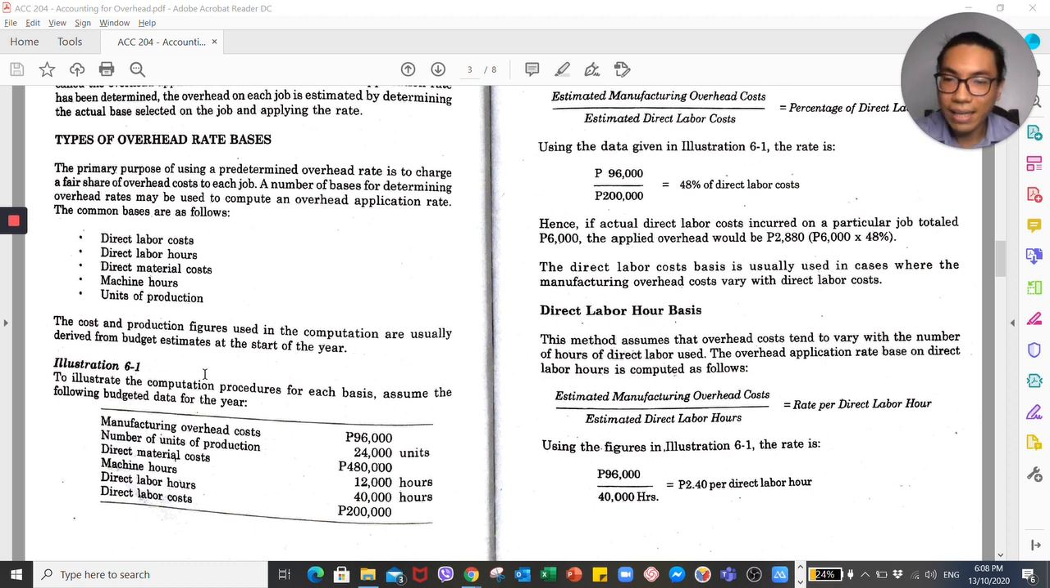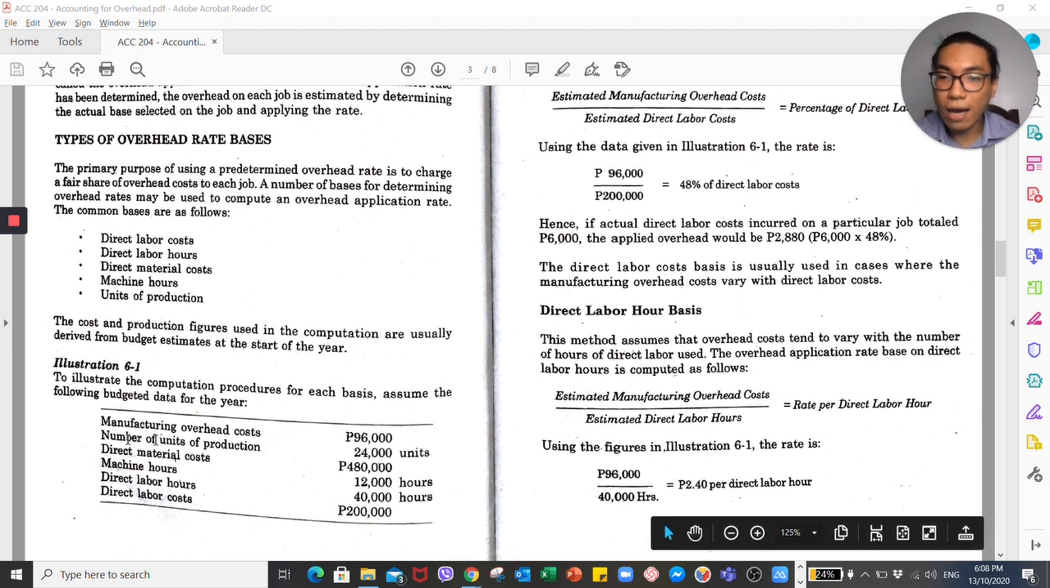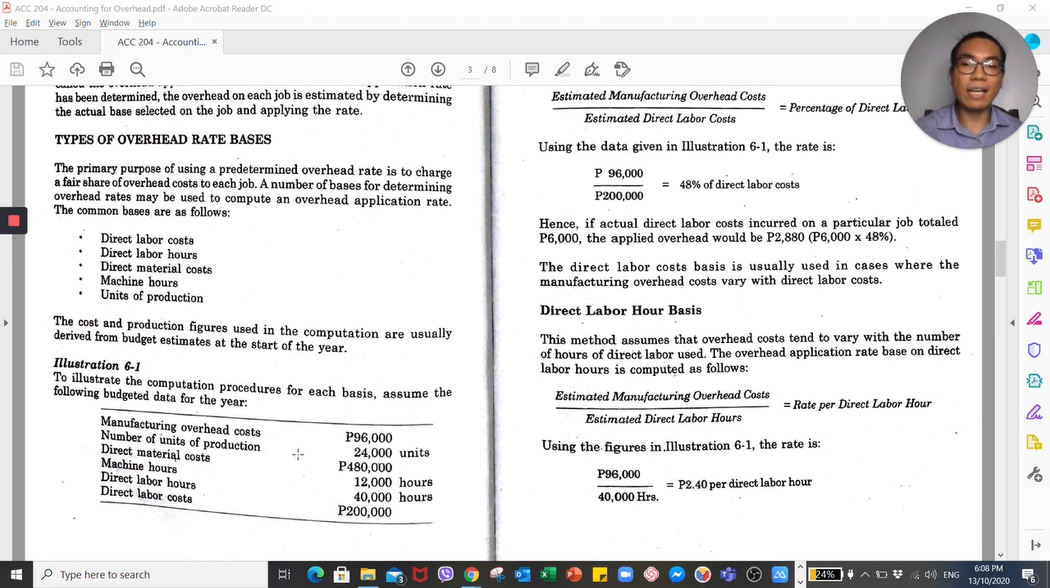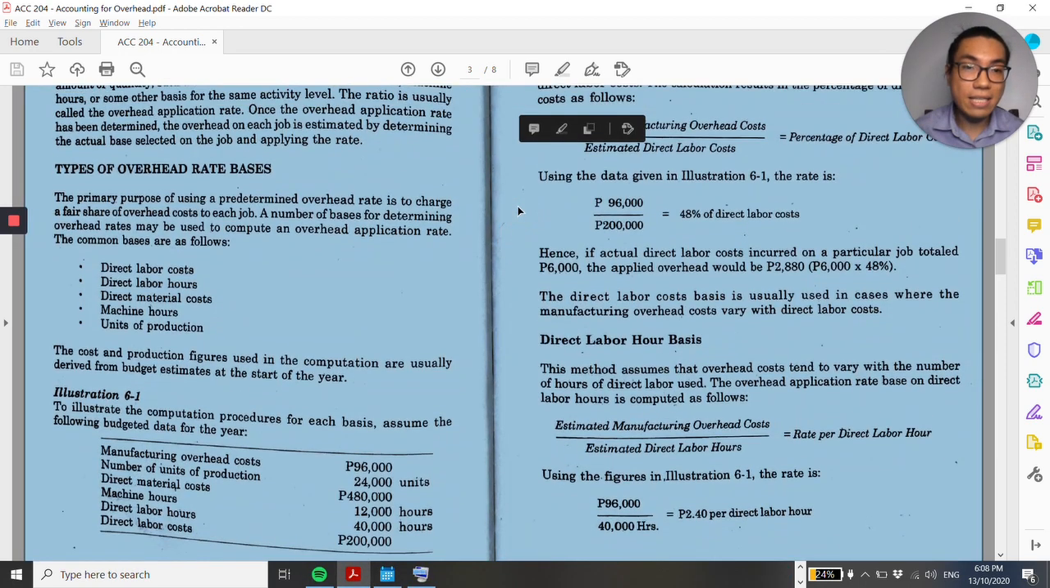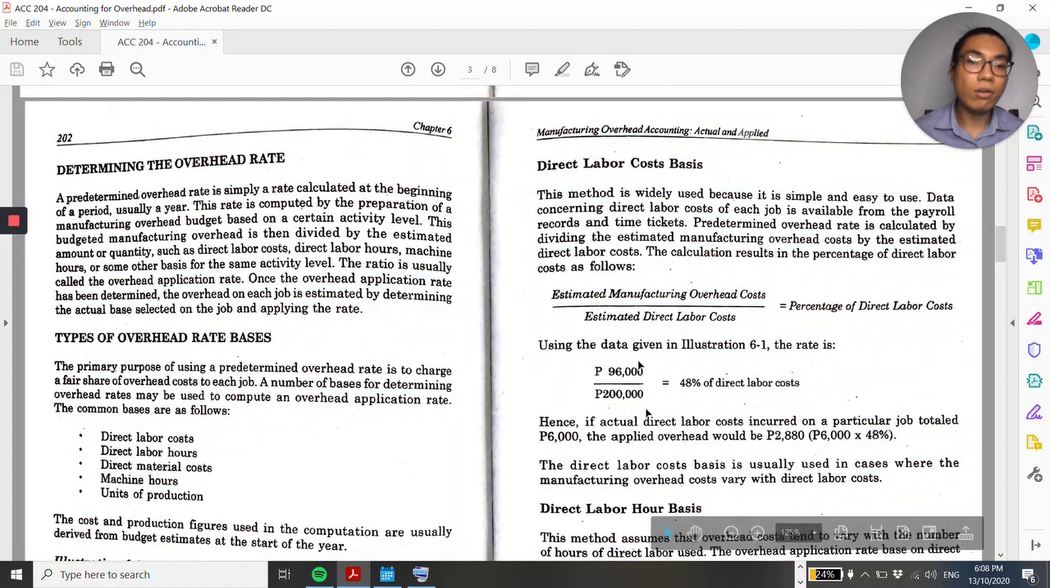And these are the other givens: the units of production, the direct material costs, machine hours, direct labor hours, and the direct labor costs. So, assuming na yung naging selection ng management is to use direct labor costs as their valuation basis for the computation of the predetermined overhead rate. So, if magiging direct labor cost yung basis ng management natin, ito yung magiging formula natin in computing the predetermined overhead rate natin.